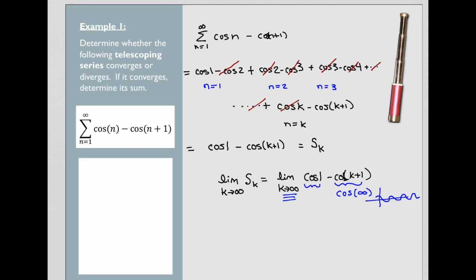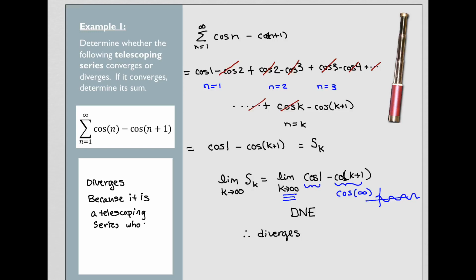In fact, the limit as k goes to infinity of the cosine of k plus 1, that limit does not exist, right? So if this limit as k goes to infinity of s sub k doesn't exist, what does that tell us about our original series? That tells us that our original series diverges. So let me write over here on the side, does this series converge or diverge? Well, this series diverges because it is a telescoping series whose sequence of partial sums diverges.